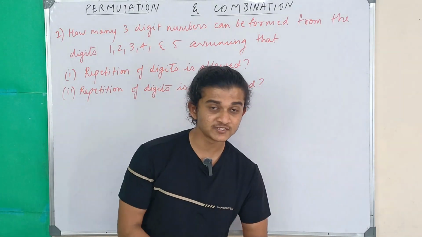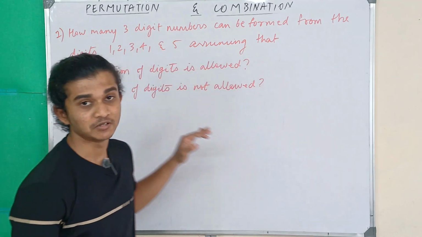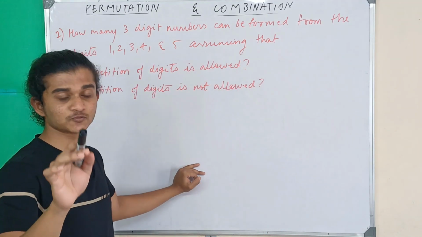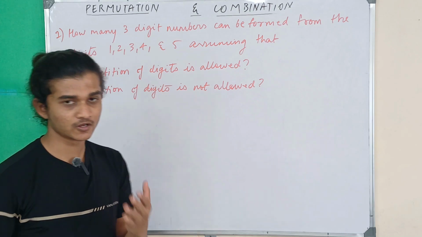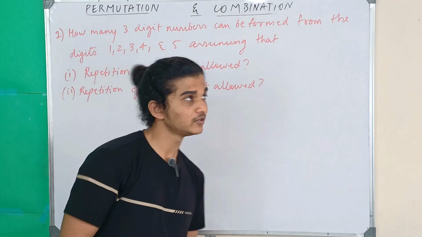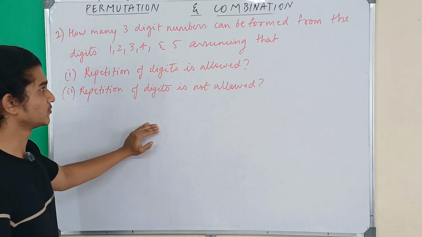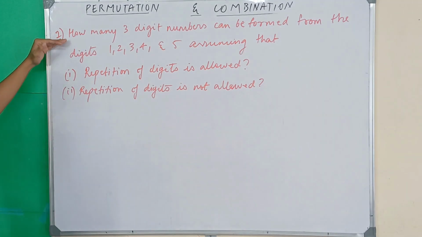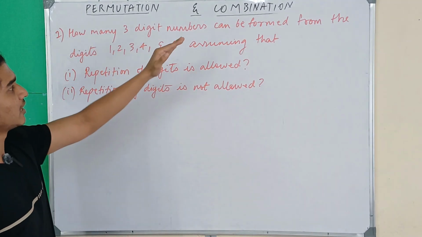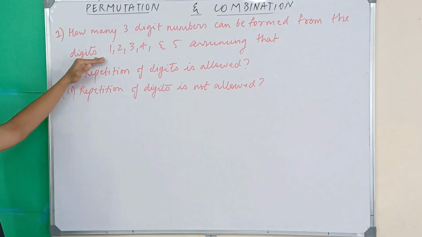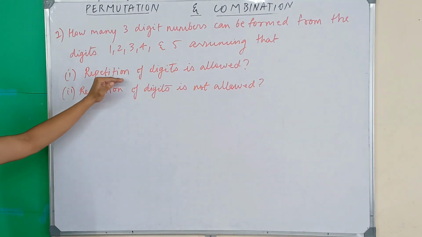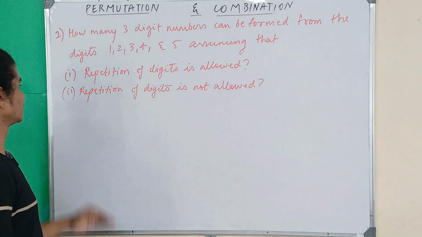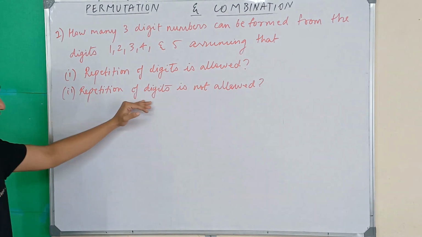Now let us try to understand the fundamental principle of counting by solving the first exercise. If you have the textbook, please open it up, or I have put the link in the description as I told you before. Go and download it, or if not, I'll write every single question on the board, so you just have to follow. How many 3-digit numbers can be formed from the digits 1, 2, 3, 4, 5, assuming that repetition of the digits is allowed? And the second one, repetition of digits is not allowed.